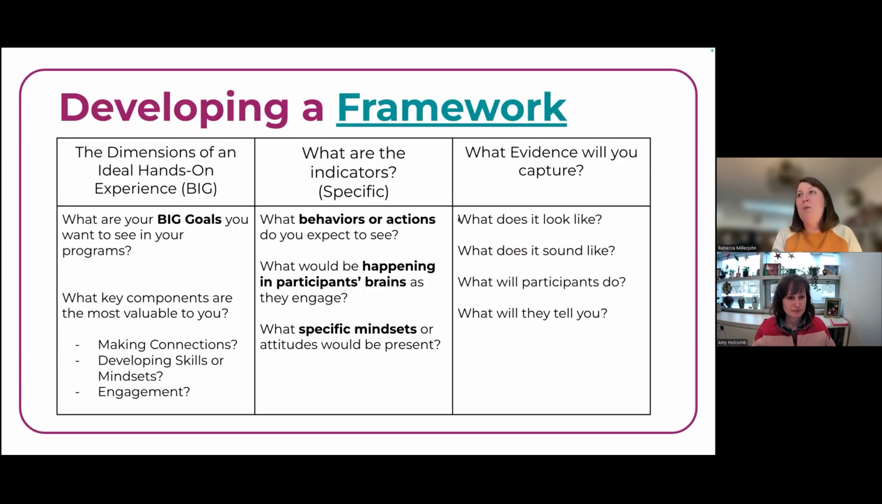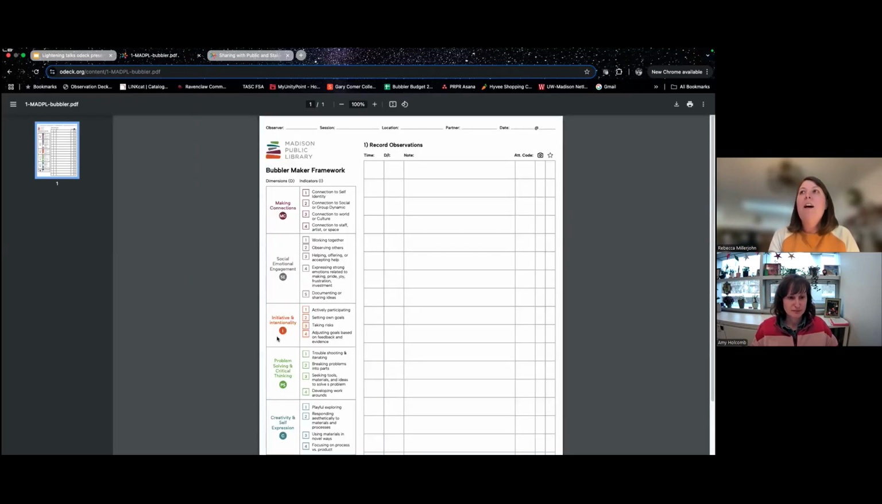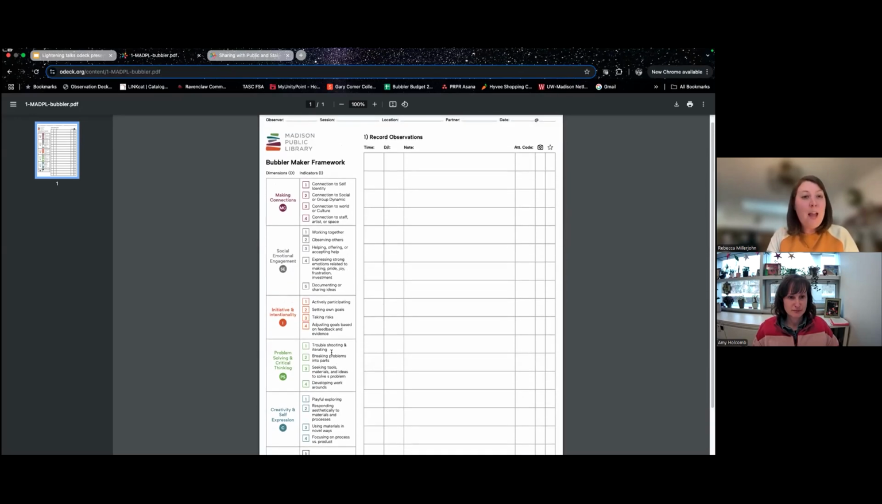So I'm actually going to go back one slide, and I'm going to show you an example of what a framework might look like. This is our website, odec.org, for the observation deck, and I'm going to click on the Bubblers Maker framework. This is an example of what a framework might look like on paper, because the other thing we know is that you don't need a digital tool to do observational assessment. You can do those assessments on paper.